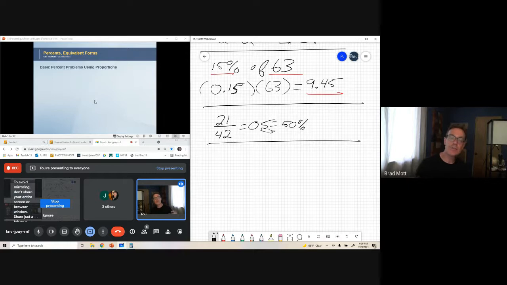So let's combine the concept that we're working on tonight, which is percentages, with what we looked at last night, which was proportions, and do some problems here. We just did what is 15% of 63. We've actually already worked that problem. And we've also worked this problem: what percent of 42 is 21?